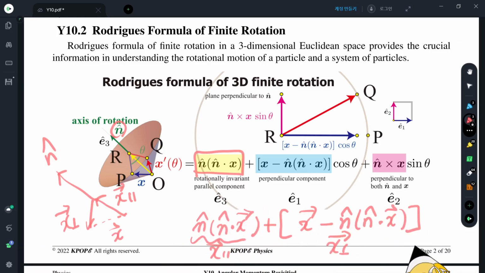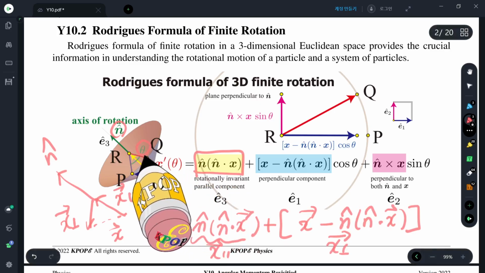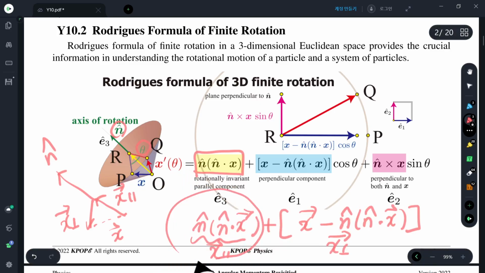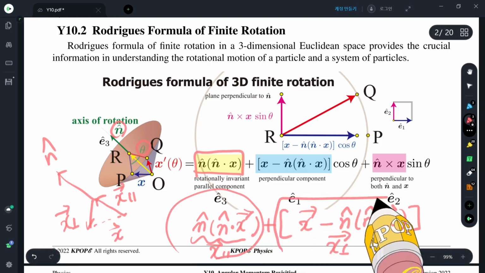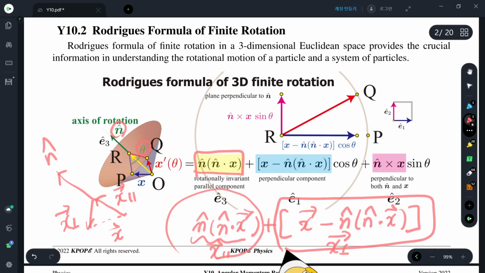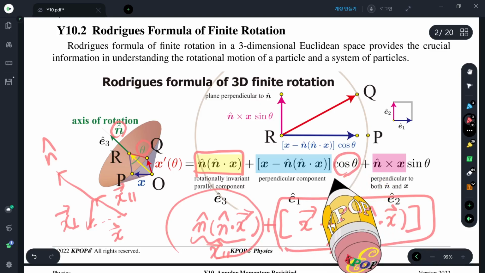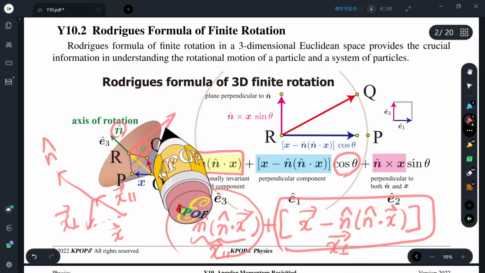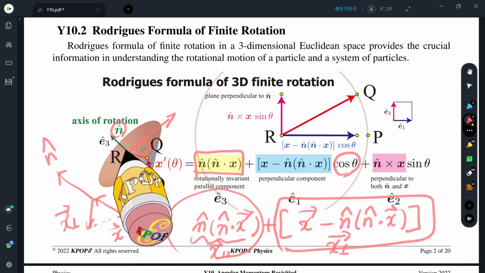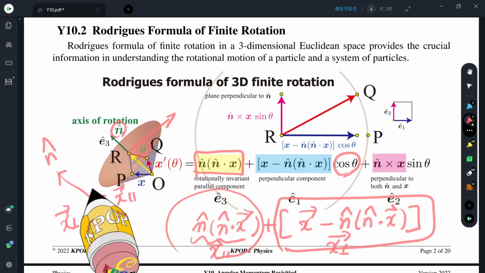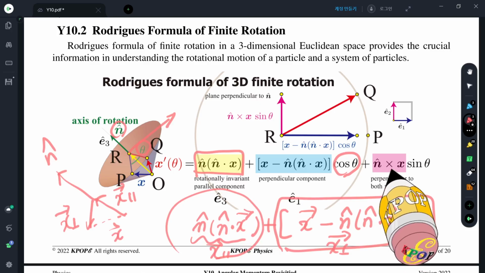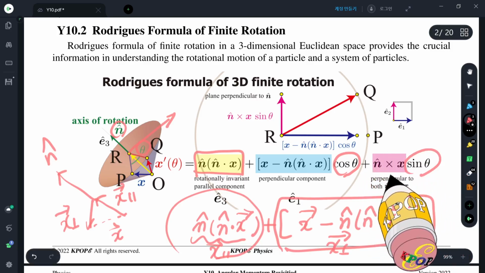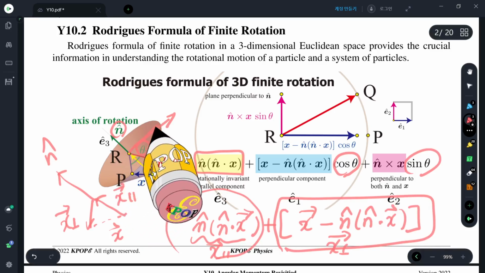After the rotation about a finite angle theta, this one is invariant, but this component decreases by a multiplicative factor cosine theta. An additional direction appears that is perpendicular to the perp direction as well as the axis of rotation. That new direction appears, and that amount is sine theta multiplied by n hat cross x. N hat cross x is this vector.